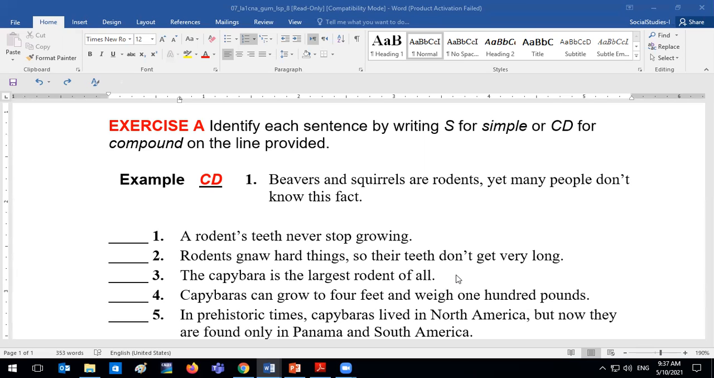Okay, now there's also another way to join independent clauses in a compound sentence. We can join independent clauses in a compound sentence by substituting my comma and my coordinating conjunction, or my fanboys, with a semicolon. Okay, so please be reminded that this is still a compound sentence.